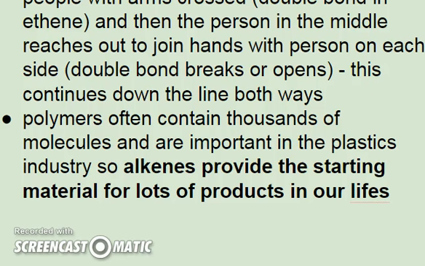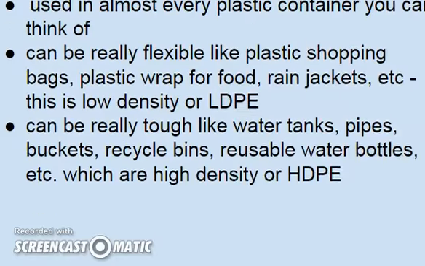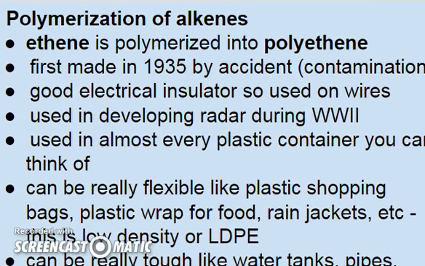So polymers often contain thousands of molecules, and they're a huge part of the plastic industry. Alkenes provide the starting material for lots of products, for ethanol, which is highly used, and for virtually every plastic that you use. So I'm going to look at just a couple examples here. This is just more for your information than anything.